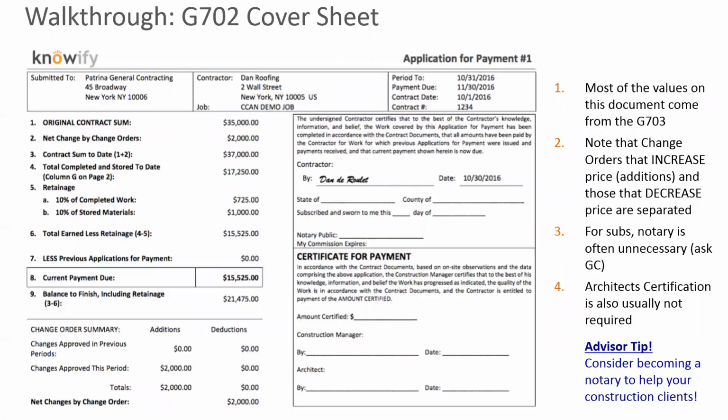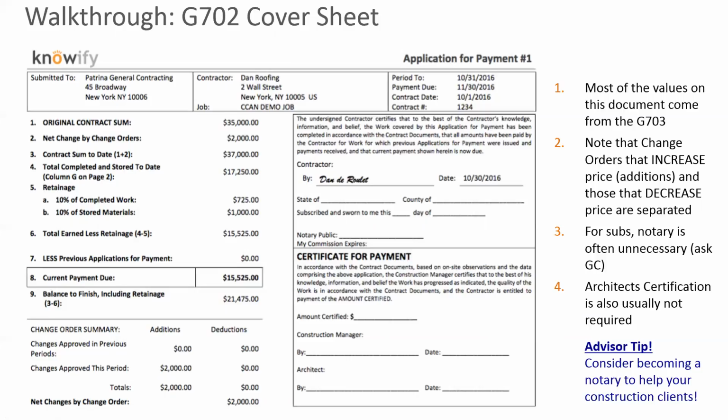Okay, so the G702 cover sheet. Most of these values just come straight from the G703, from the continuation sheet that we just went over. And you can see the AIA document provides this very helpful sort of add these columns notes within the table at the top left. But this is really just summary information, with the exception of the 2 boxes on the right. And the top box on the right is the one for your own attestation, where you say that the information you're submitting is true to the best of your knowledge.